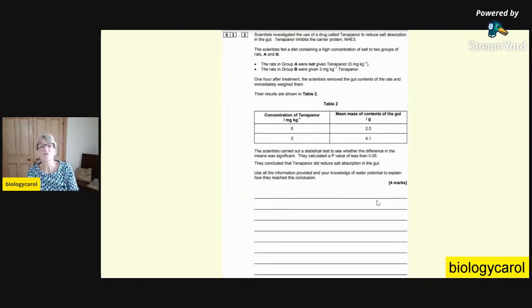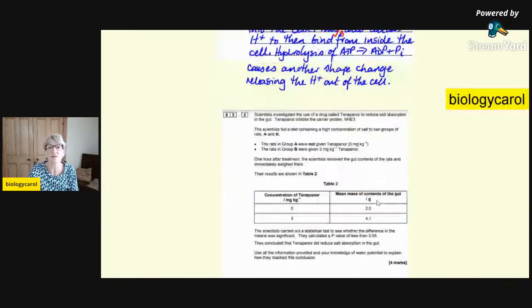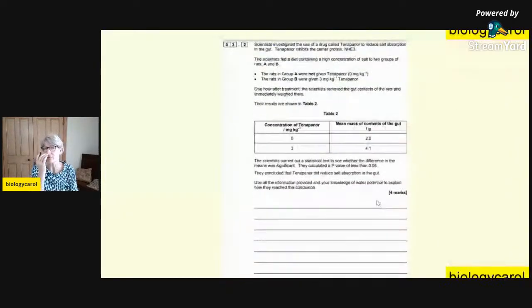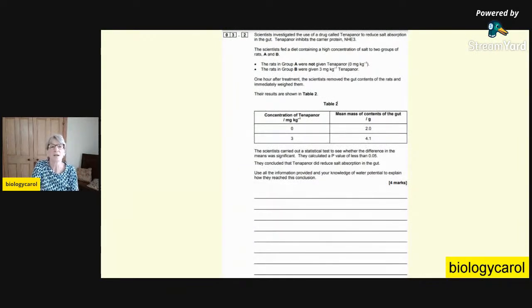Scientists investigating the use of a drug called tenapanor to increase salt absorption in the gut. It inhibits that transport protein. It's going to stop those sodium ions, hold on, let's just check, the sodium ions going into the cell. So scientists fed a diet containing a high concentration of salt to 2 groups of rats, A and B. A were not given tenapanor, B were given tenapanor.